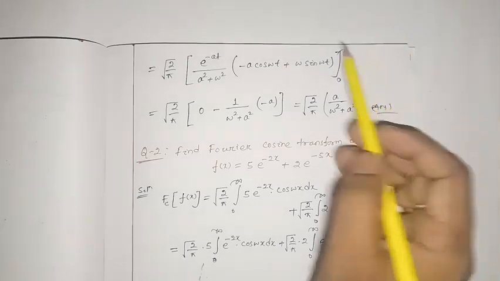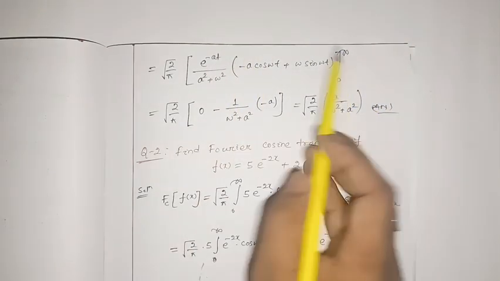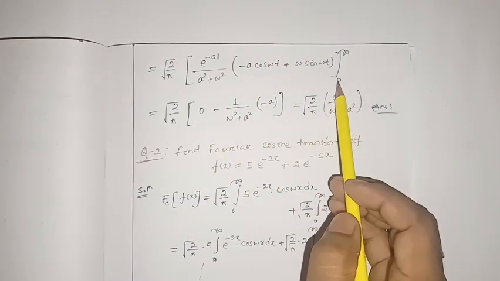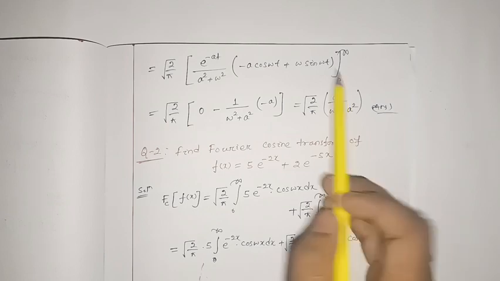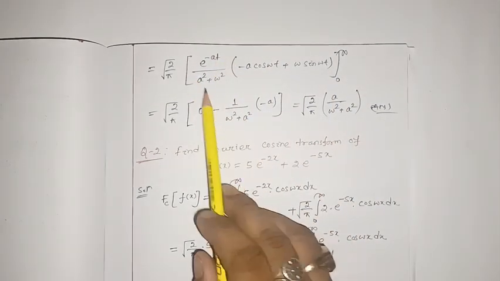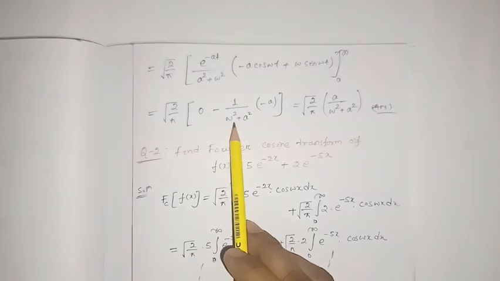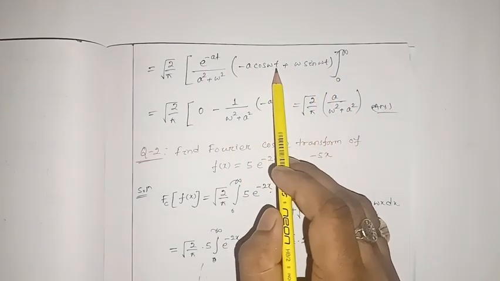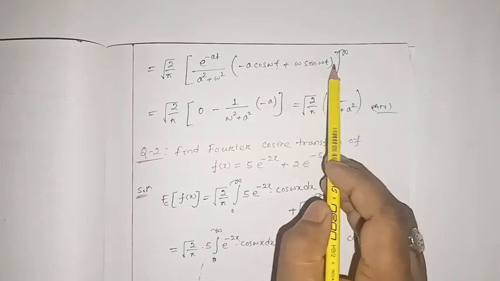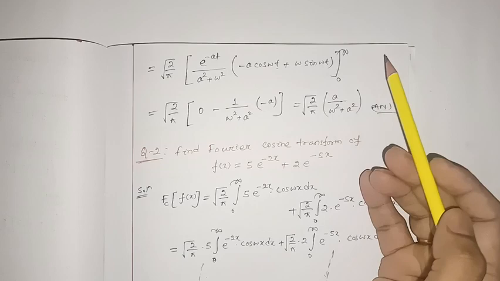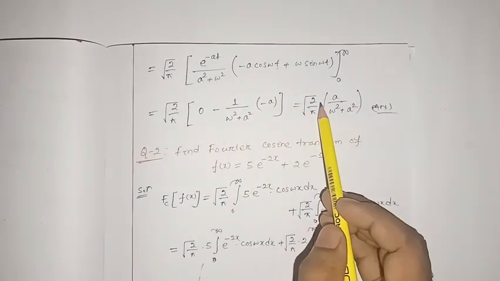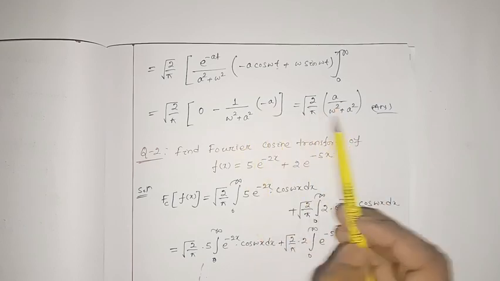First put the upper limit. If I put the upper limit, t equal to infinity, then the whole term will be 0. Then we are going to substitute the lower limit. If I put 0, e to the 0 is 1 by a square plus omega square, or you can write omega square plus a square, and put 0 over here for t. That means cos 0 will be 1, and sin 0 is 0. So this value will be minus a. So minus, minus gives plus.